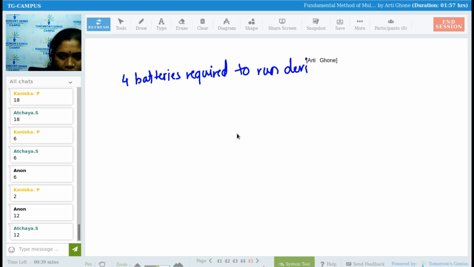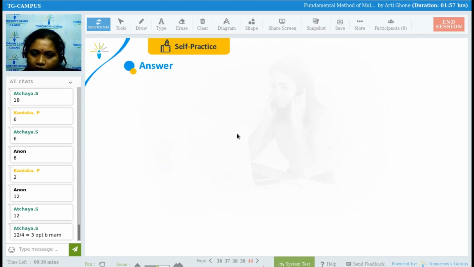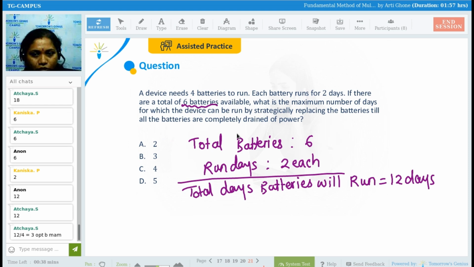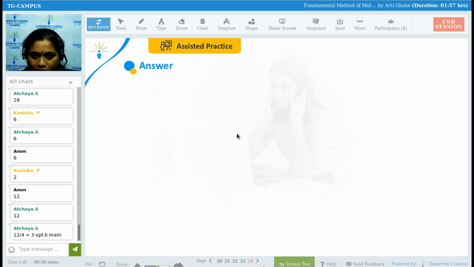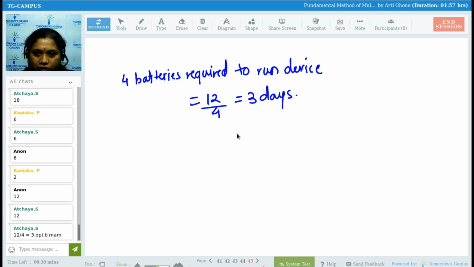Now answer. It is 12 by 4, so it is 3 days. So if I am utilizing 4 at a time, then it is a division question, like you did in 5th, 6th standard. Clear? In 5th or 6th standard you must have come across these questions. My God, where have we written the answer? Our answer suddenly vanished. Oh, here it is. Clear.